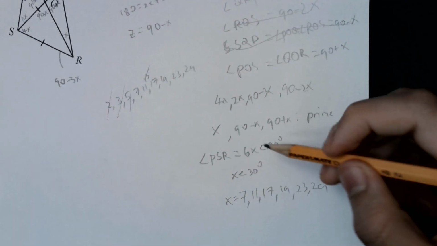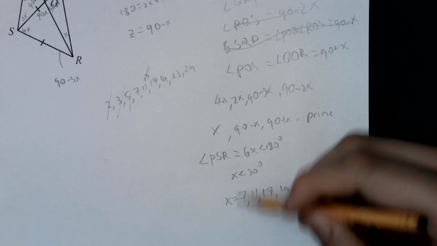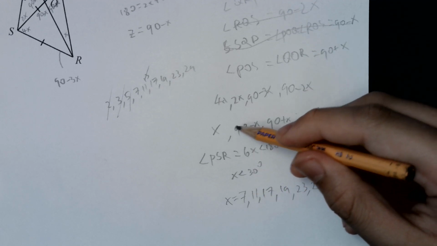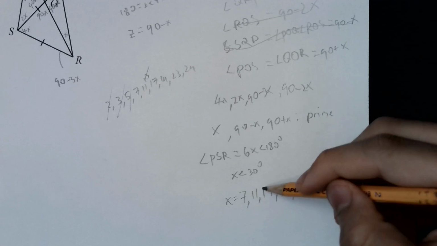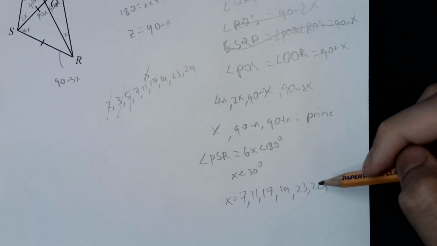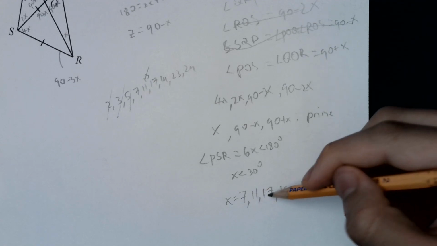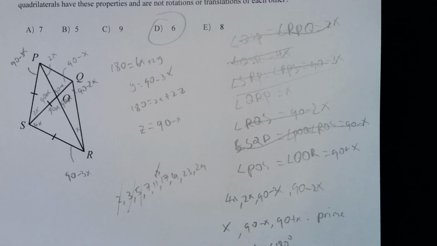So in other words, we just looked at every single prime number that's below 30, and then we plugged those into x and saw which ones made x, 90 minus x, and 90 plus x all prime, and these numbers were 7, 11, 17, 19, 23, and 29. And so there's 1, 2, 3, 4, 5, 6 of them. So the answer to this problem should be D, which is equal to 6.